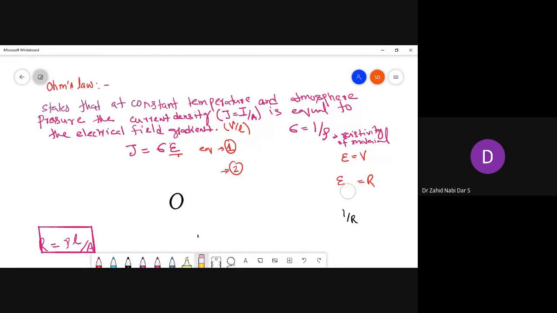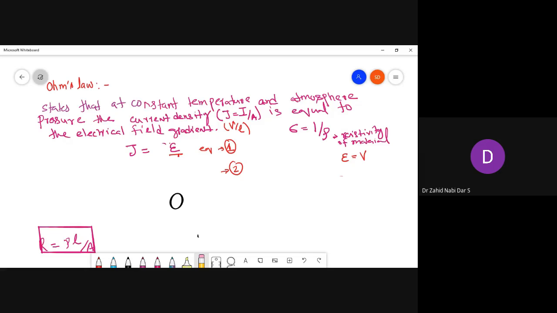Sir, in Ohm's law, is the current density proportional to the electric field gradient or equal to? It is proportional with the material constant, because I have written equal. We can say it is equal to the electrical field gradient with respect to the material constant, that is your sigma. Directly proportional to the electric field, yes, you can write that also, no problem, like in the resistance equation also you are writing.